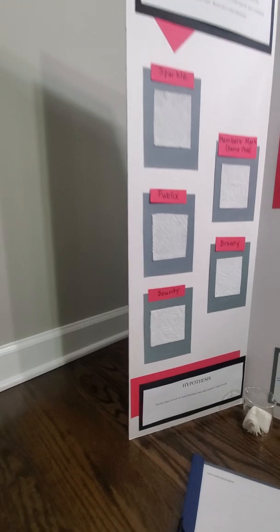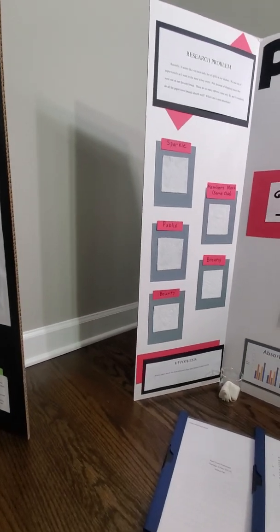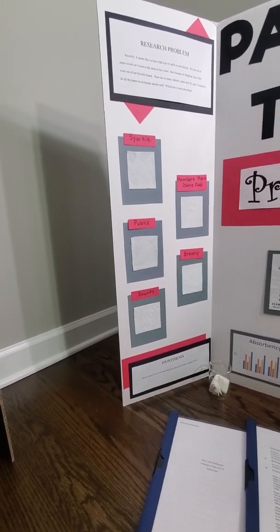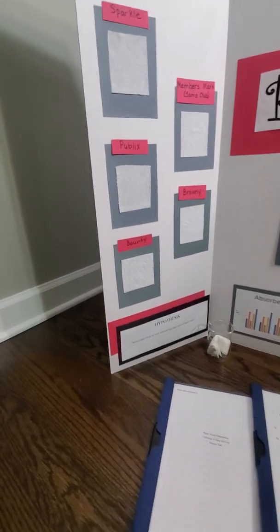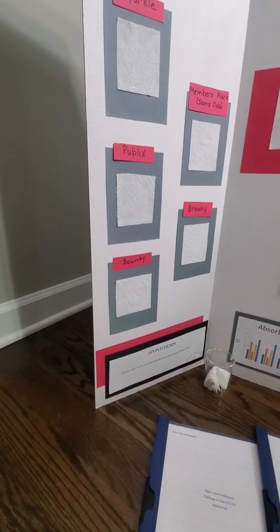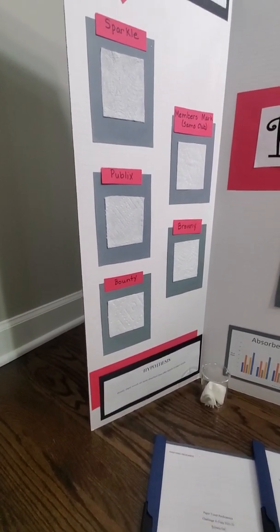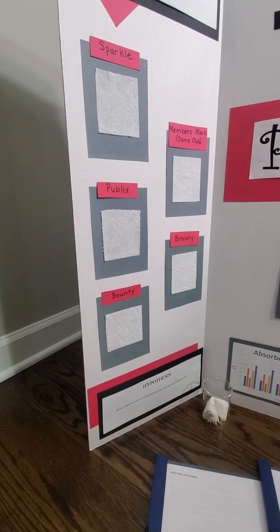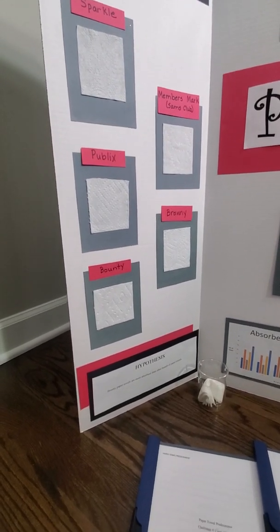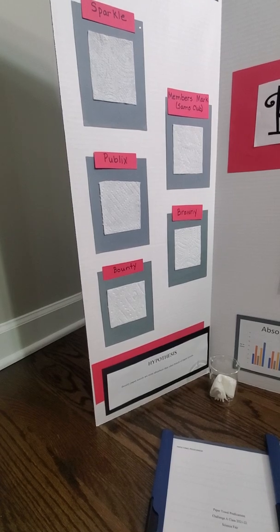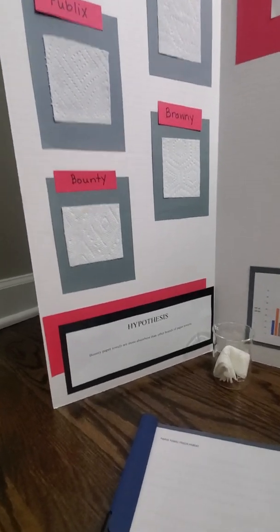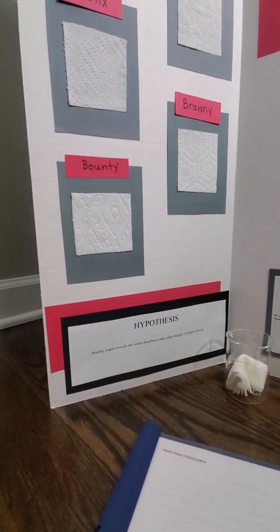Now, Bounty claims to be the quicker picker-upper and the leader in absorbency. But is it really? Well, in our background research, we found that the very design that they use on Bounty actually might lead it to be the most absorbent paper towel. Our hypothesis is that Bounty paper towels are more absorbent than any other brand of paper towels.